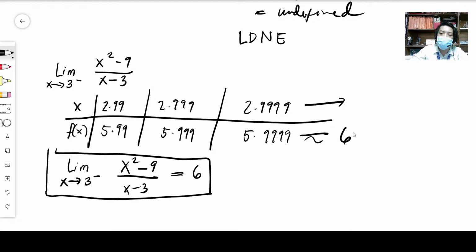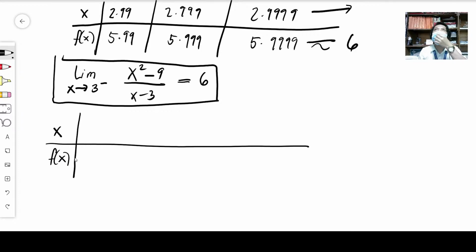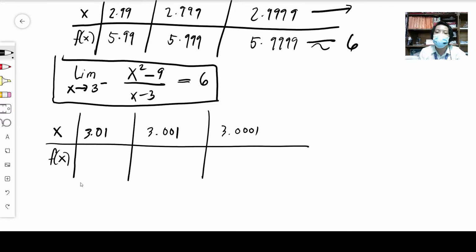Now check the right hand limit. You have x and f of x. Approaching 3 coming from the right, this is 3.01, 3.001, and 3.0001. The values of the function when x is equal to 3.01 is 6.01. This is 6.001.